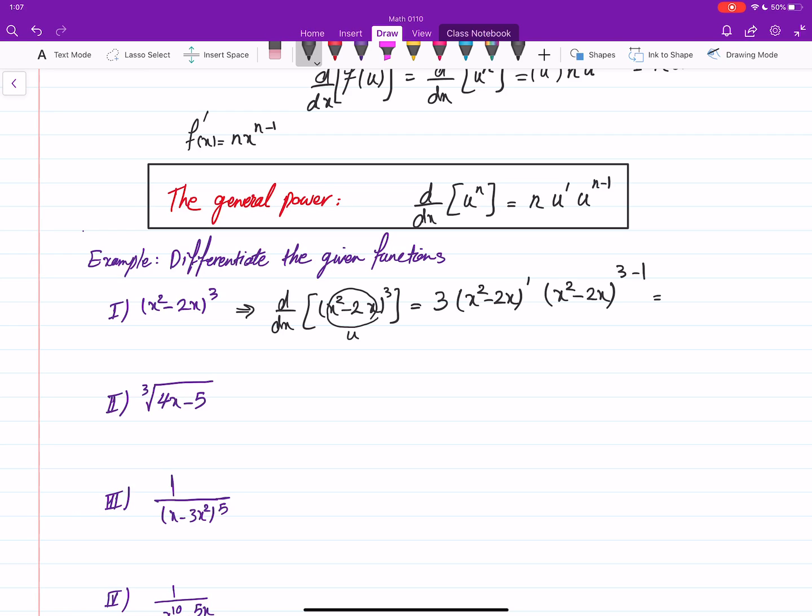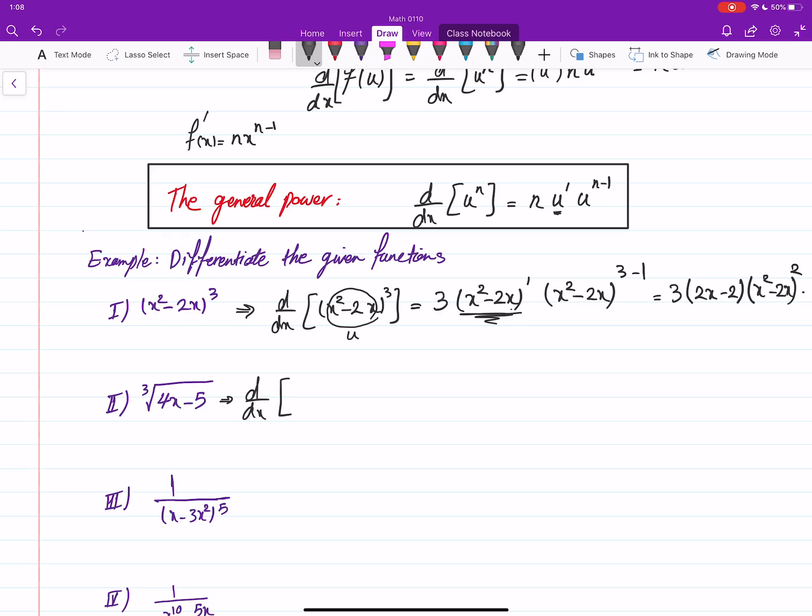Now I can find the derivative of this piece. The derivative of this is a polynomial, so this is 3 times 2x minus 2 times x squared minus 2x to the power 2. It's very similar to what we have, u to the power n minus 1, but now we have to multiply by this extra factor, the derivative of the function inside the power.